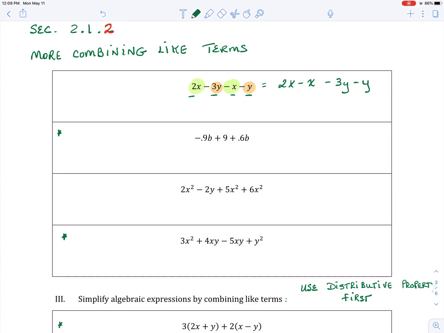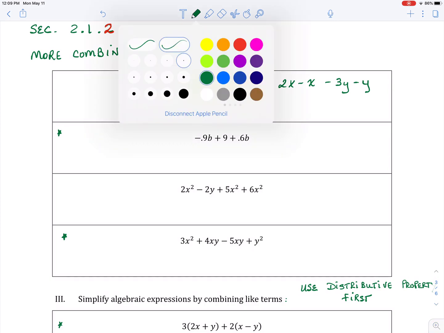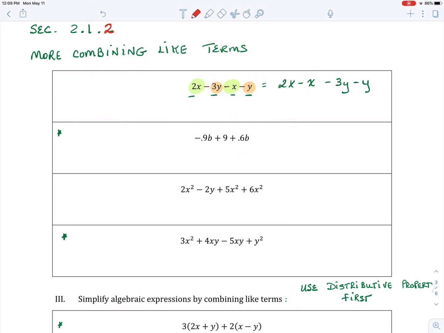terms are sitting together. Notice a couple of important things that happened here because this subtraction is attached to the x here. Notice how I bring that along with it, and I'm actually thinking of that now in my mind as a negative x. And this subtraction, or the negative 3y, notice how I'm keeping that sign attached to that term. So that's a really important thing to pay attention to.